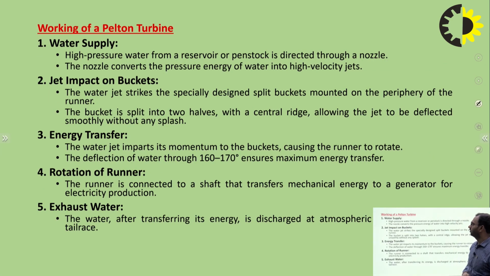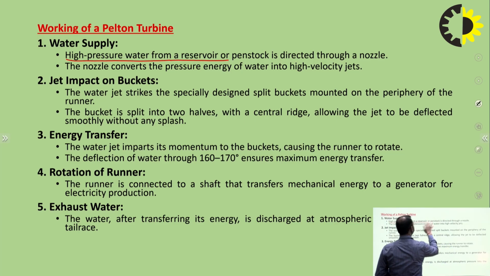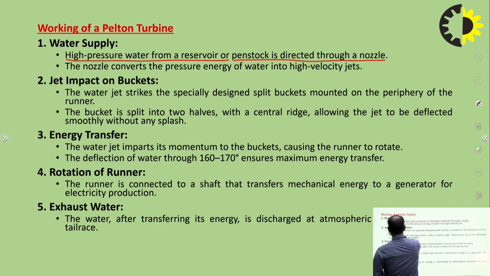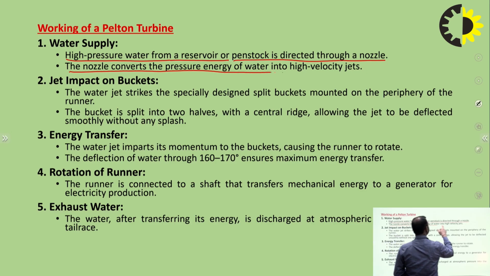Now I will discuss the working of the Pelton wheel turbine. The first is water supply. High pressure water from the reservoir or penstock is directed through a nozzle. The nozzle converts the pressure energy of water into a high velocity jet.